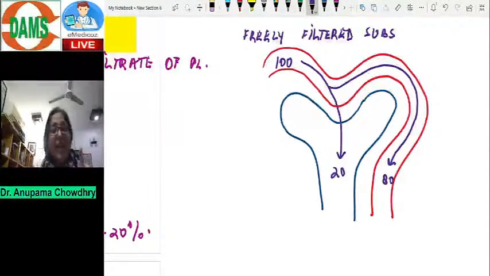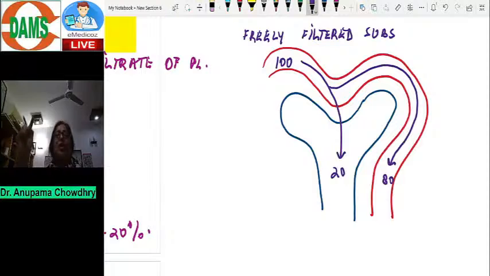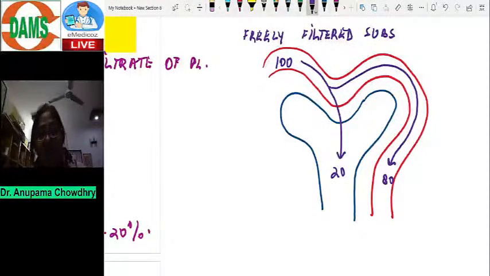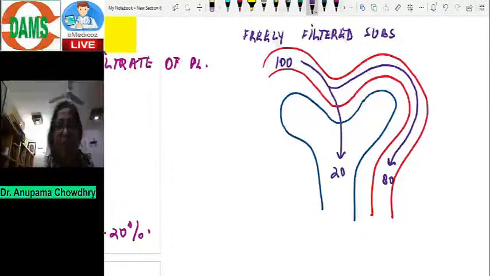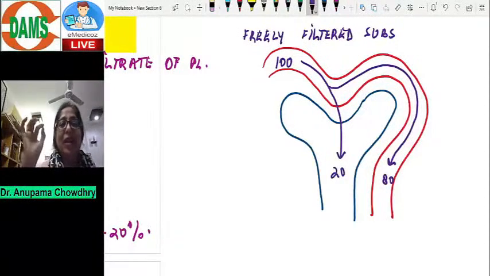But please understand, filtration fraction is 20%, but the glomerular filtrate which is formed is isotonic with plasma. Concentration of the filtrate is the same as plasma. Ionic composition of the filtrate is the same as plasma, except it has no plasma proteins. But it is 20% of the plasma flow. So there are two different points here. The filtrate is 20% of the plasma flow, but the composition of the filtrate is the same as plasma. The glomerular filtrate is isotonic with plasma.